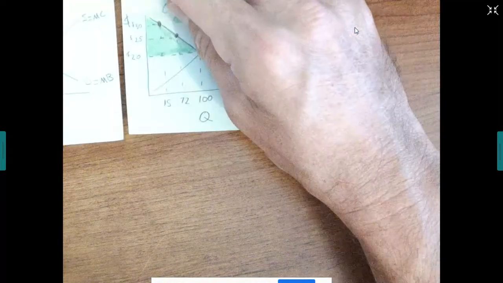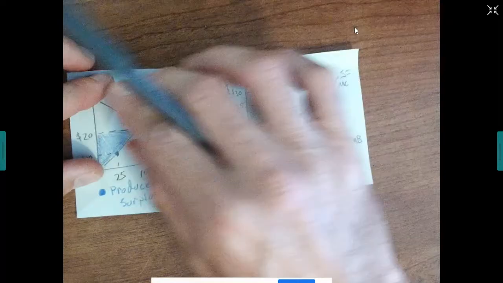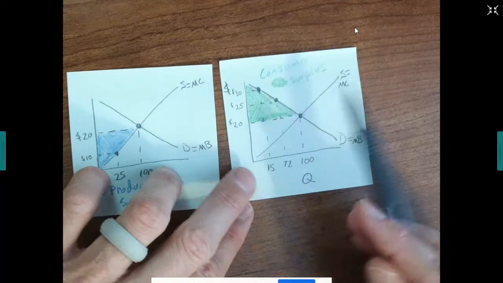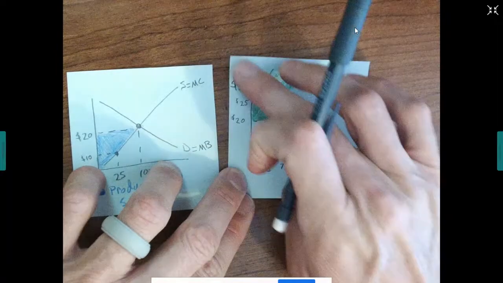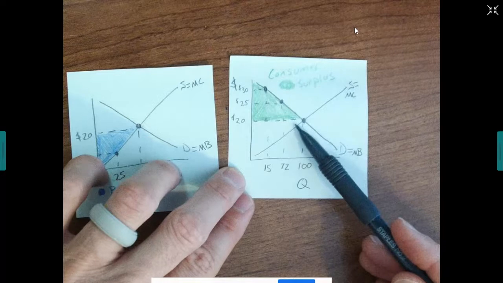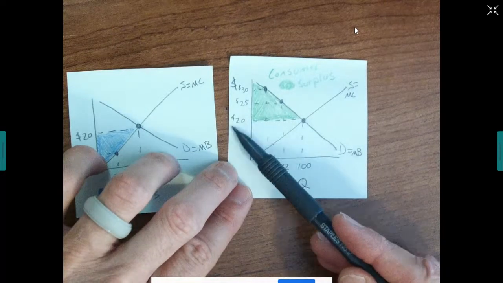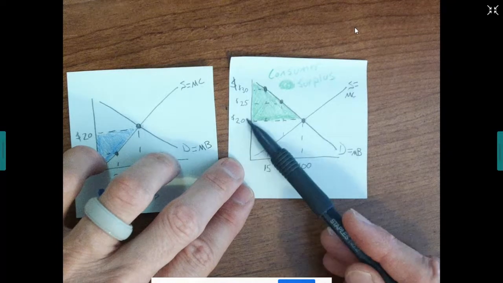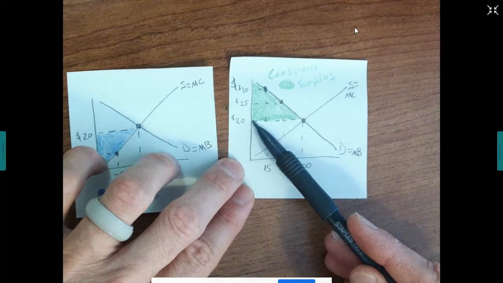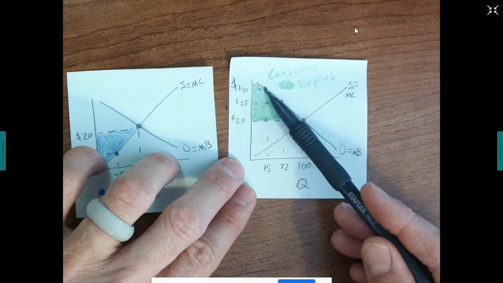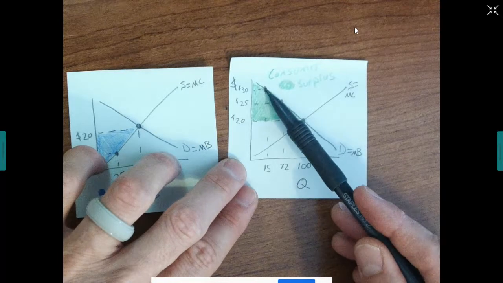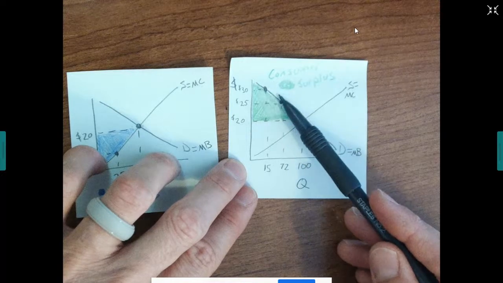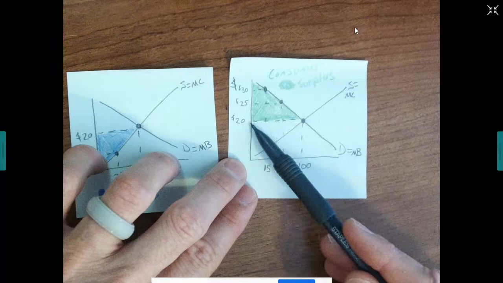Lastly, we have producer surplus and consumer surplus. Consumer surplus is that feeling you get when you buy something that's on sale and you feel like you got a great deal. Say, for example, we're buying some pair of pants. The pants are being sold at an equilibrium price of $20, but you like them so much that you would have been willing to pay $25 or even $30 for them. Because of this, you feel like you got a great deal. This is known as your consumer surplus.